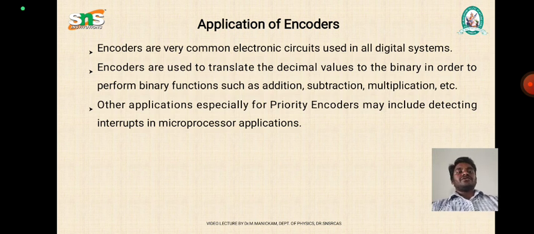Then the applications of encoders. Encoders are very common electronic circuits used in all digital systems. Encoders are used to translate decimal values to binary in order to perform binary functions such as addition, subtraction, multiplication and division. Other applications, like priority encoders, include detecting interrupts in microprocessor applications. These are some applications of encoders.